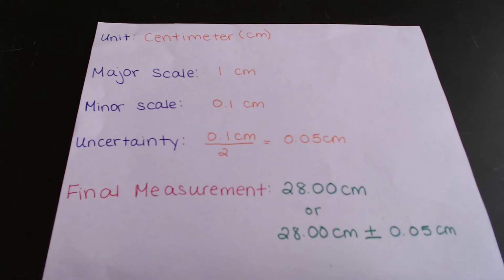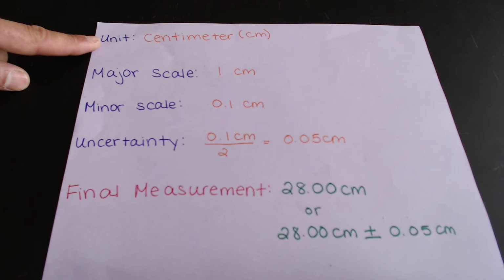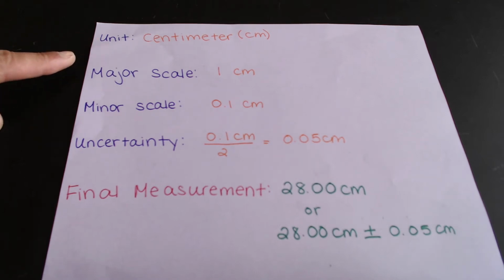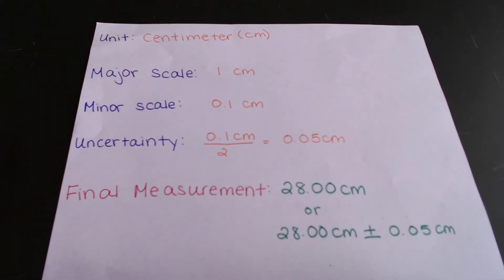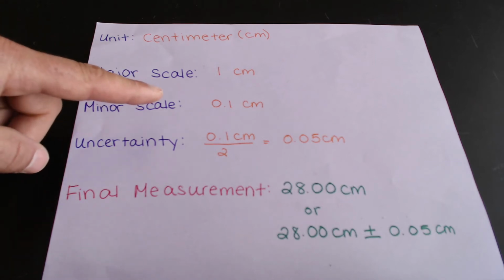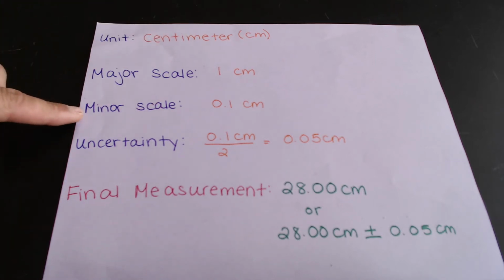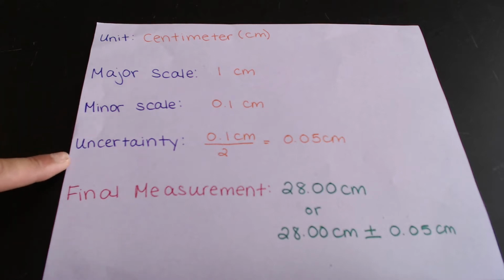All right, so we've got the ruler out of the way now, and we've written out the steps that I just described. We started out by identifying the unit, and we were in centimeters. Then we identified the major scale. We said each big line went up by 1 centimeter. The next was the minor scale, which was 0.1 centimeters, the smallest little mark on our ruler.